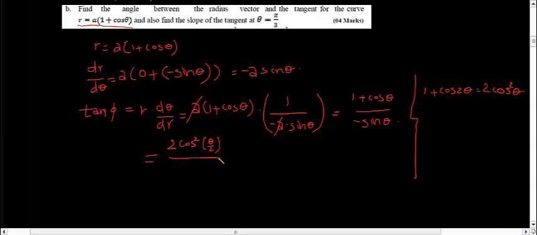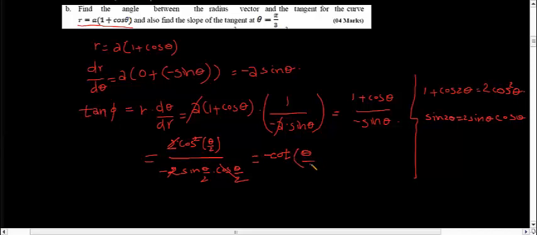And what is sin theta? We know this identity: sin 2 theta is equal to 2 sin theta cos theta. So what is sin theta equal to? Minus 2 sin theta by 2 into cos theta by 2. The 2 gets cancelled. What is cos theta by sin theta equal to? Cos theta by sin theta is equal to cot theta. So here it is theta by 2. It becomes minus cot theta by 2. Tan phi is equal to minus cot theta by 2.